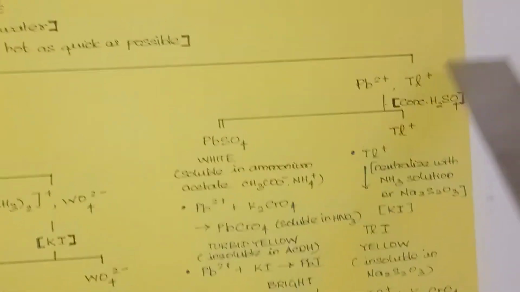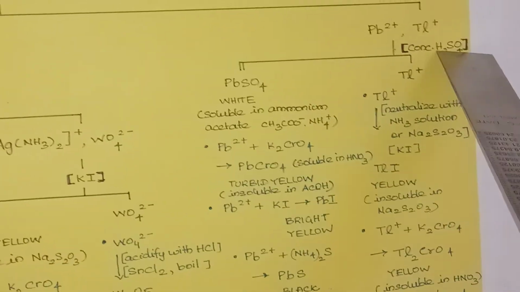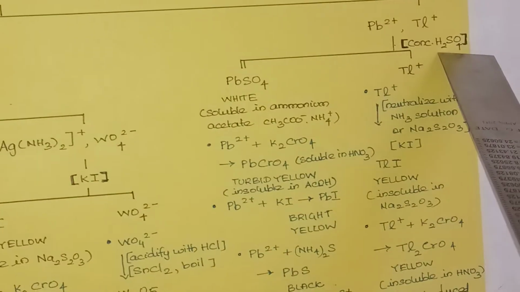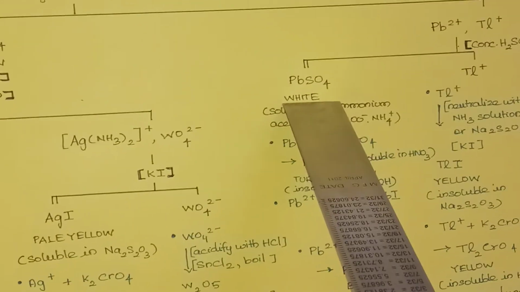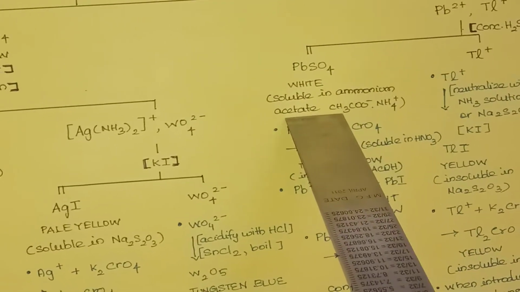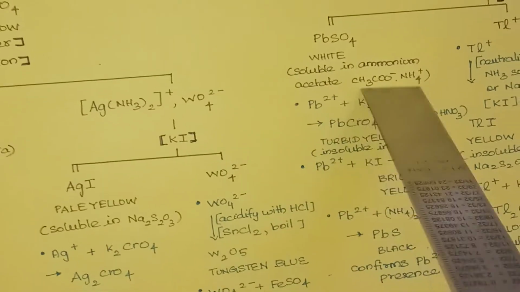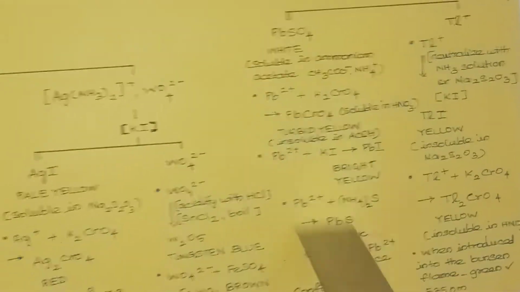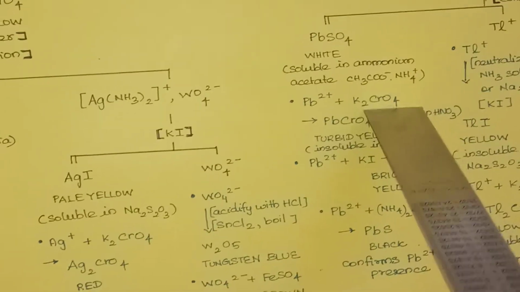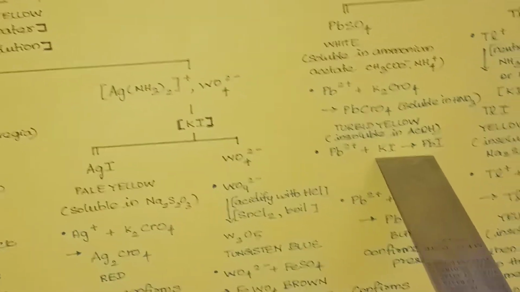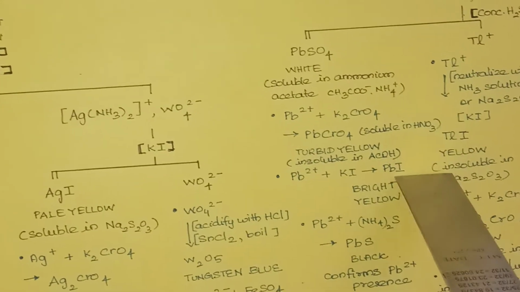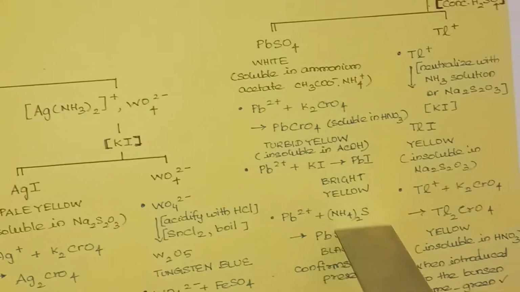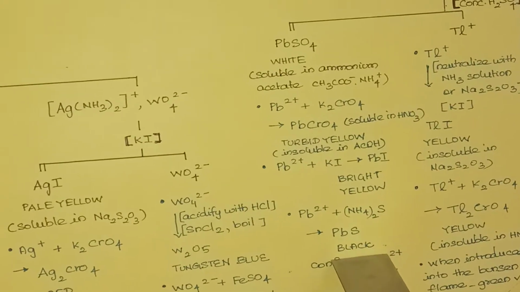If it reappears, you just heat it and you add sulfuric acid. On adding sulfuric acid, lead forms lead sulfate, which is a white colored PPT, soluble in ammonium acetate solution. After dissolving it, perform the confirmatory tests. Easy only. You just add potassium chromate, you will get turbid yellow. If you are adding potassium iodide, you will get lead iodide, which is bright yellow in color. With ammonium sulfide, it forms lead sulfide, black in color. All these things confirm the presence of lead.